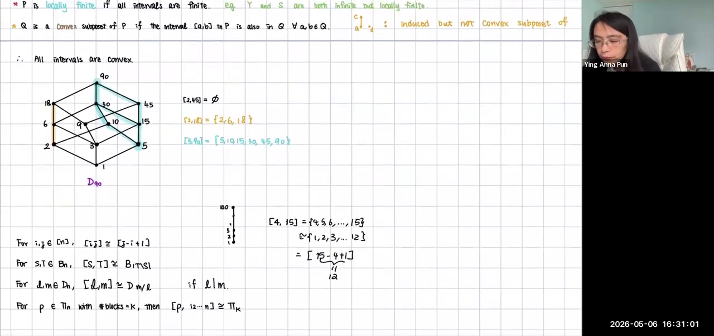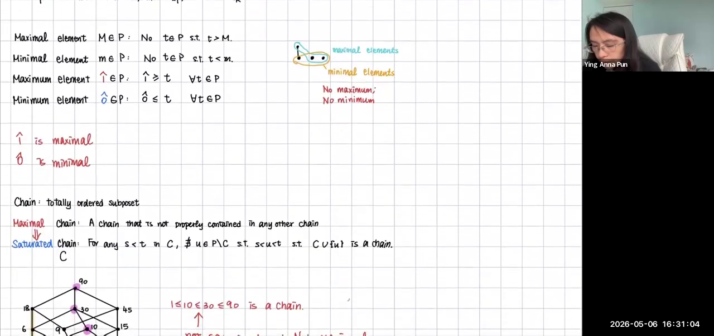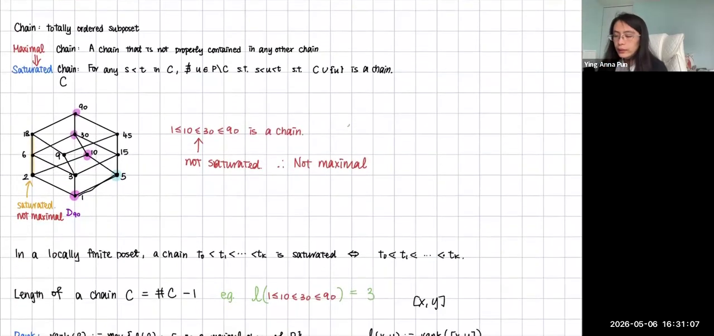We also mentioned the notion of convex subposet there, and then we talk about chain. So a chain is just a totally ordered subposet. What it means is that you take points inside your poset, and if you can compare any two of them, then that forms a chain. So for example, in D90, you can see these 4 dots. You can draw a path to go there, and it's a single path. So any two elements among these 4, you can easily compare.